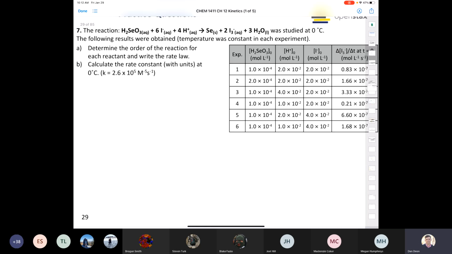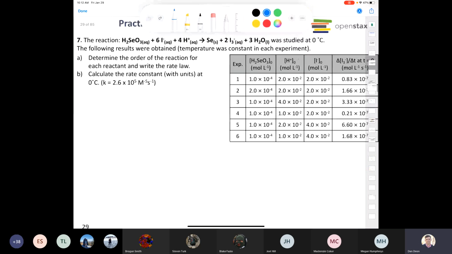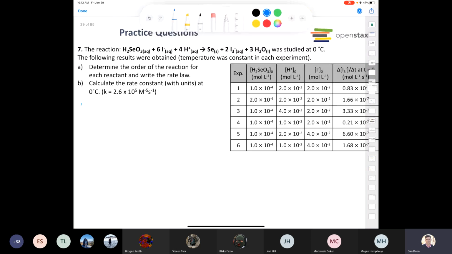Now, what could we write down initially? We could say the rate is equal to K times the concentration of H2SeO3 to the power of X times I minus to the power of Y times H plus to the power of Z.